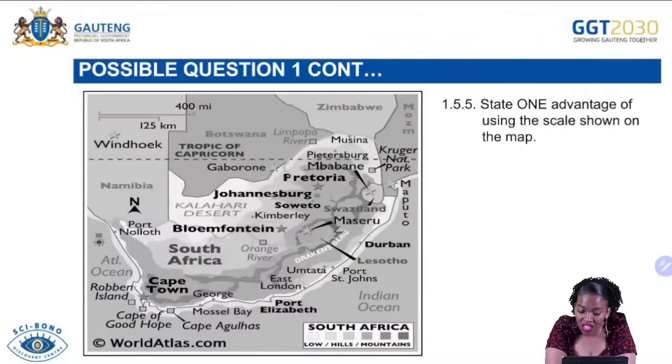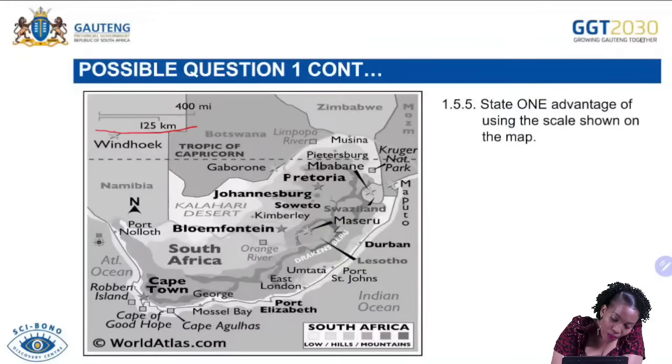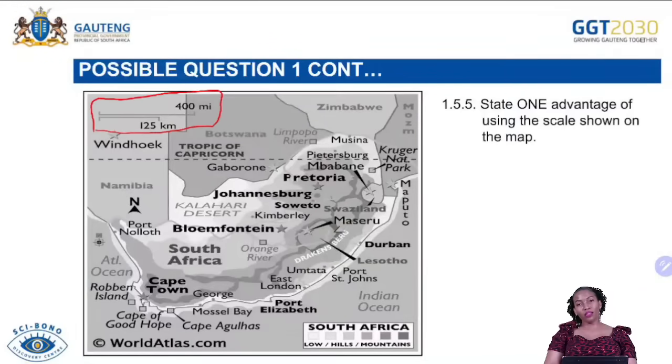State one advantage of using the scale that is shown on the map. What type of scale are we having? We have a bar scale. Now, listen, girls and boys. When you talk about a bar scale, one of the advantages when working with a bar scale is that when a map or a plan is enlarged, the bar scale also gets enlarged. So that is the advantage of using a bar scale.